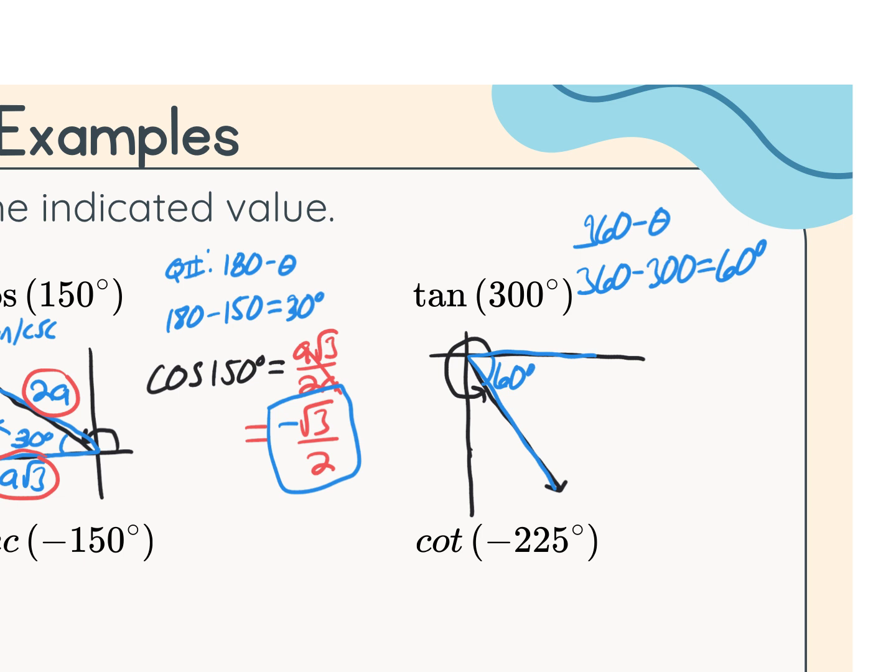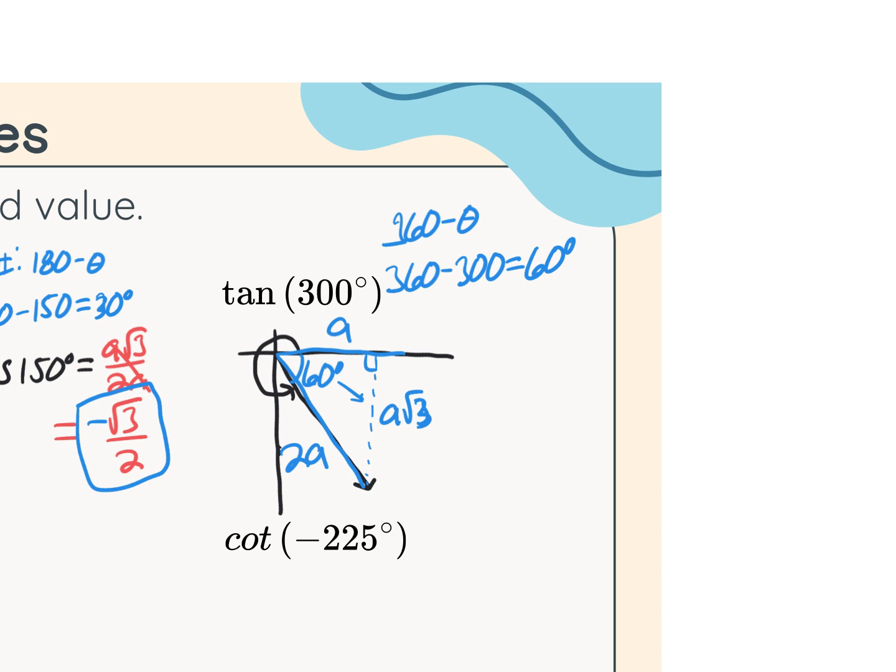That is special to us because we know that 60 degrees in a right triangle means that it's a 30, 60, 90 triangle, which means the side across from the 60 degrees is a square root of 3. The other leg has to be a, and the hypotenuse has to be 2a. Now you're going to use SOHCAHTOA to figure out what tangent is going to be. Tangent of 300 has to be opposite over hypotenuse. I'm sorry, opposite over adjacent. The opposite in this case is a square root of 3, and the adjacent is a.